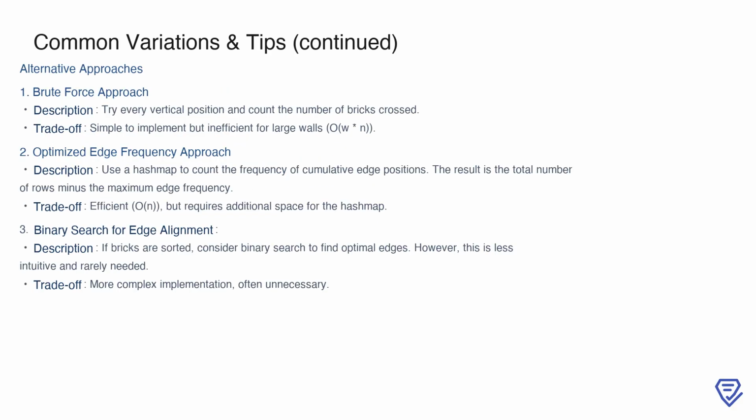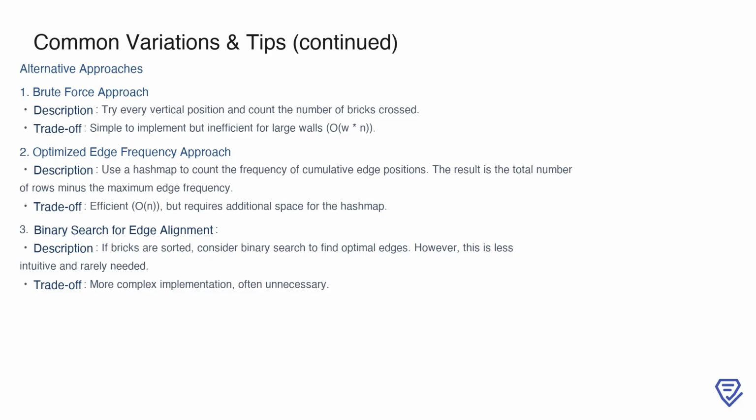There are also alternative approaches to solving this problem, each with its own trade-offs. The brute force approach involves trying every vertical position and counting the number of bricks crossed. While this method is simple to implement, it's highly inefficient for large walls with a complexity of O(w*n). A more optimized approach involves using a hash map to count the frequency of cumulative edge positions. Here, the result is calculated as the total number of rows minus the maximum edge frequency, achieving a much more efficient O(n) time complexity. However, this method does require additional space for the hash map.